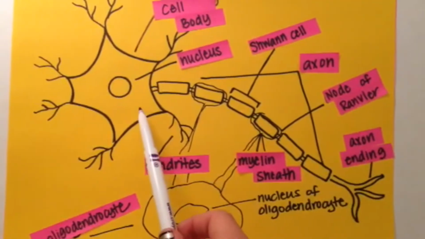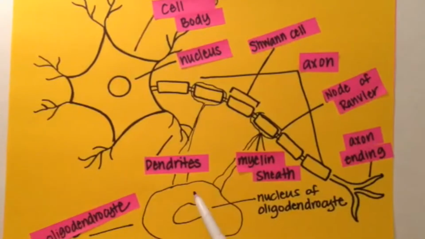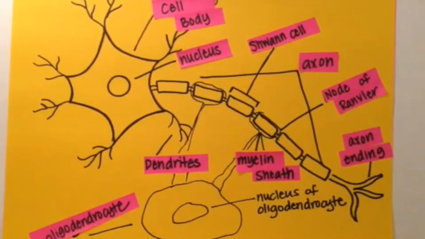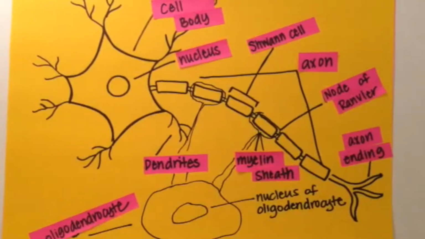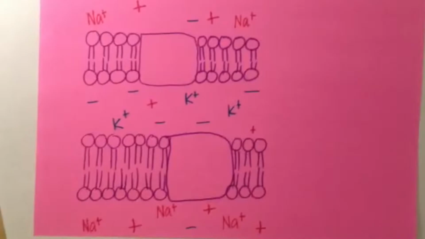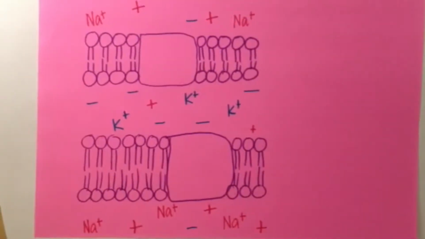You have your cell body, the axon, the dendrites, and last but not least, the oligodendrocytes. Oligodendrocytes are a type of neuroglia that provide support and insulation for the axon. They are what create the myelin sheaths for neurons in the peripheral nervous system. The axon of a neuron is the impulse-conducting portion of the neuron.